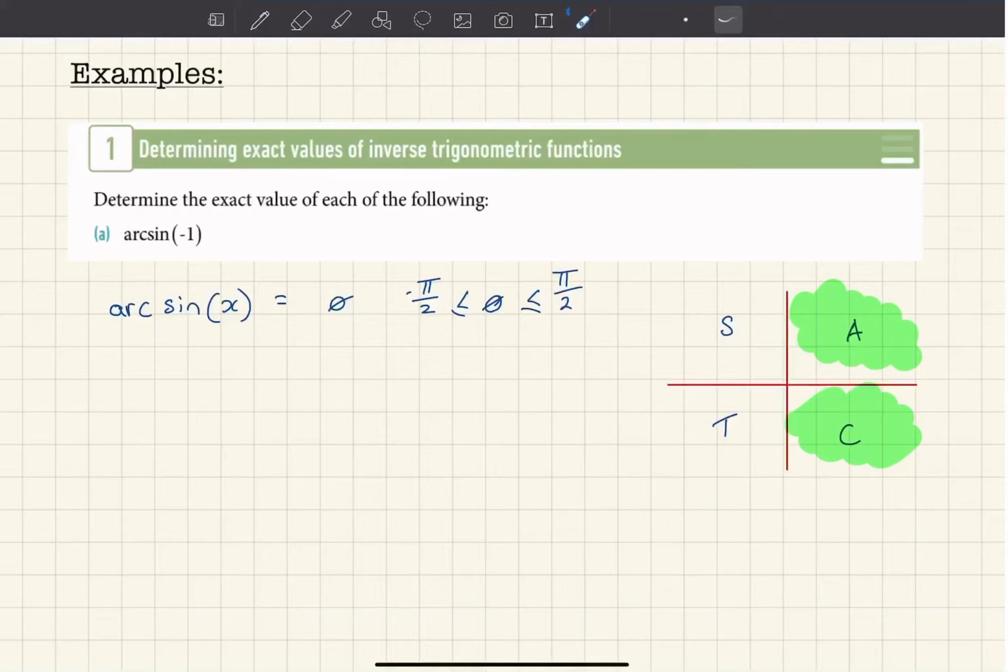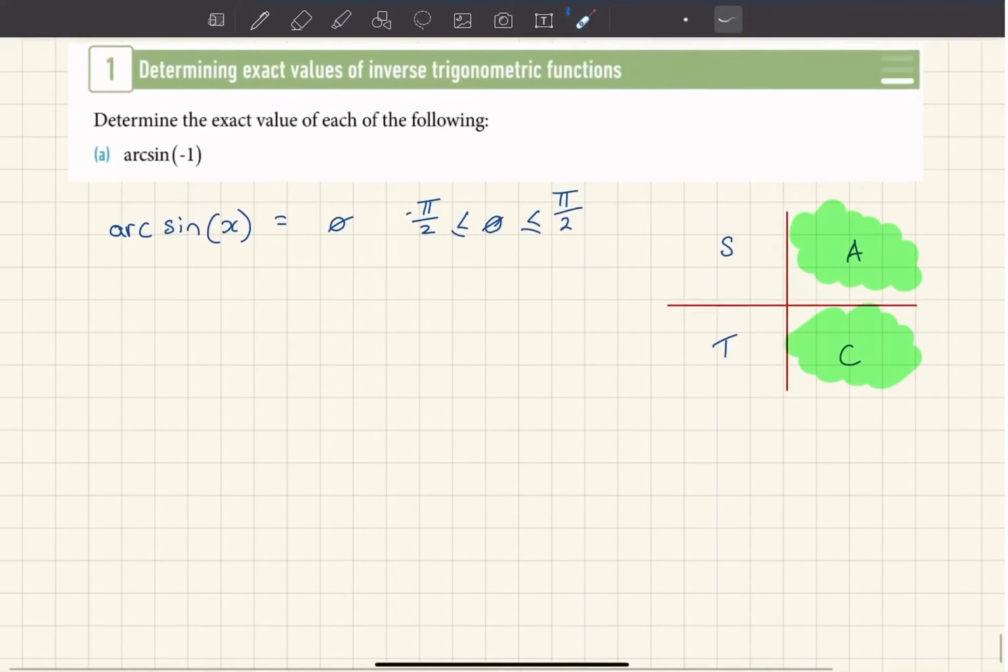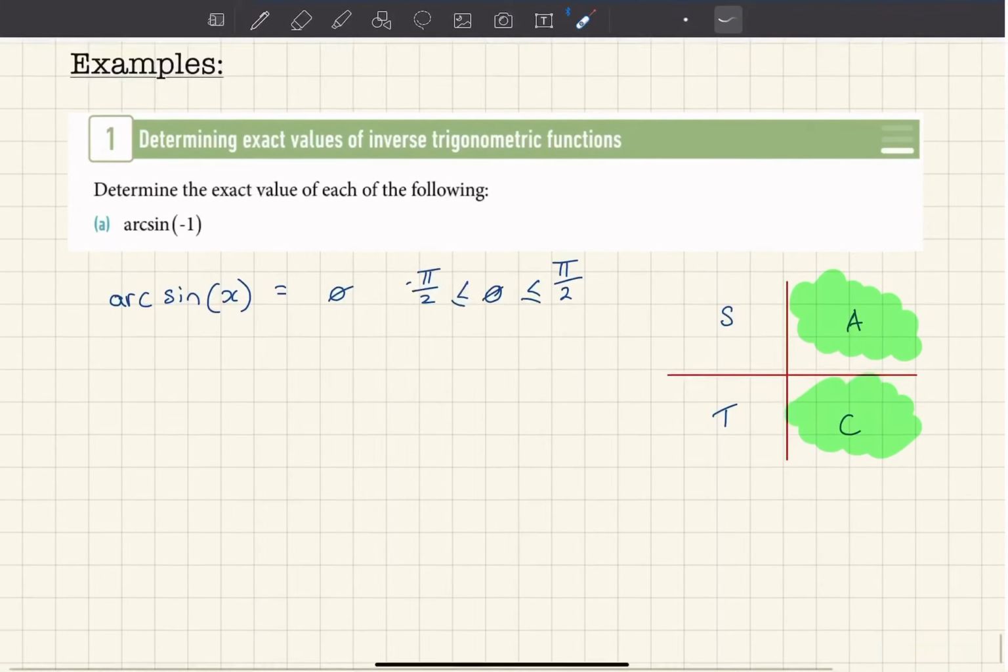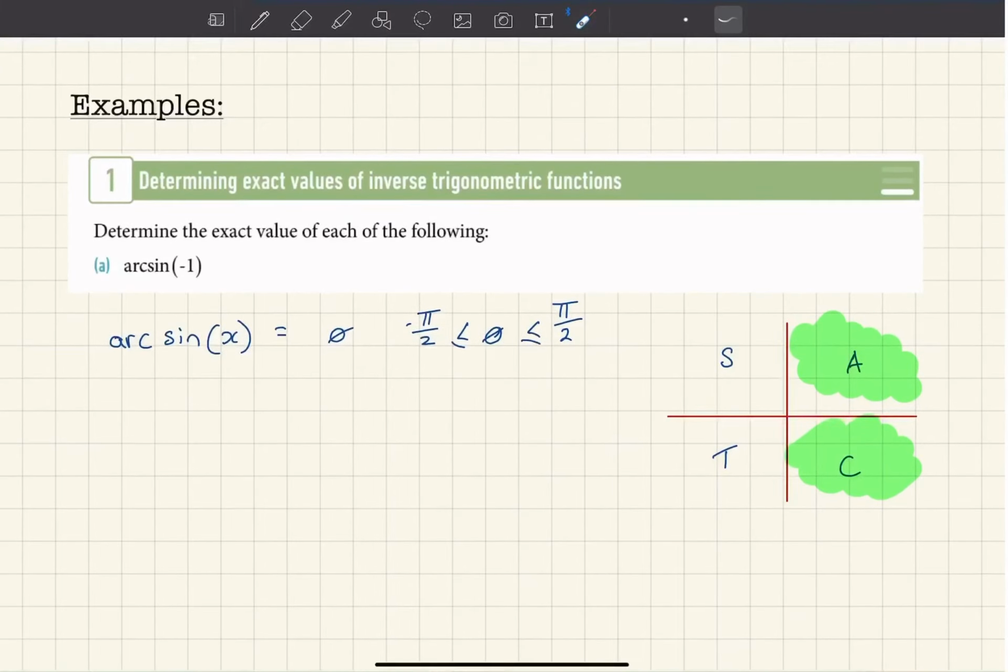So I look at my quadrant chart and I say, where is the sine function negative? Well, all functions are positive in quadrant 1, so it must be quadrant 4. In quadrant 4, sine is negative, and because this x value is negative, that means this angle that we're finding is going to be in quadrant 4. So let's go ahead and write this.